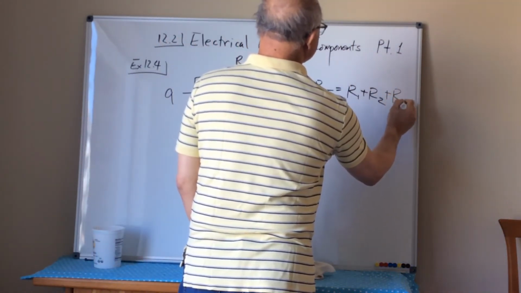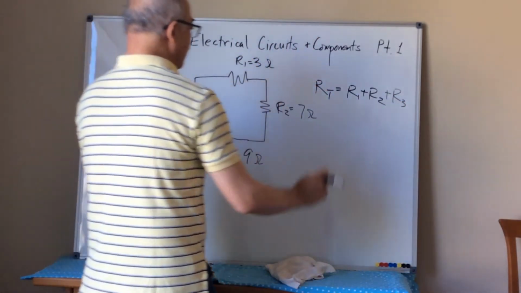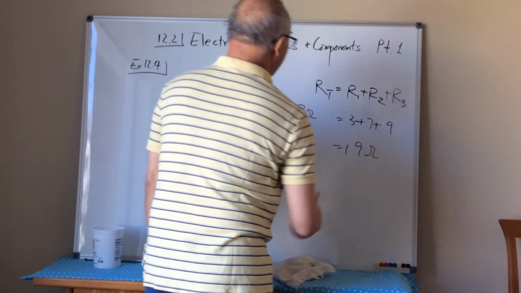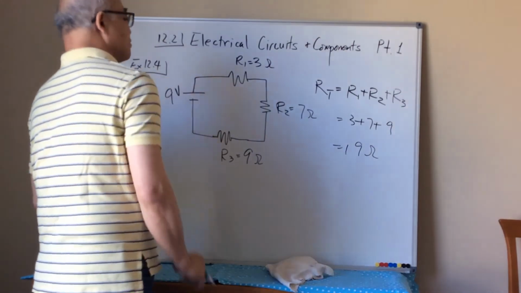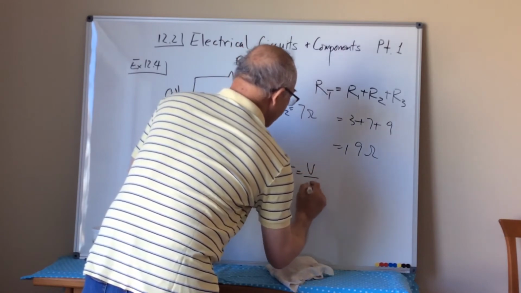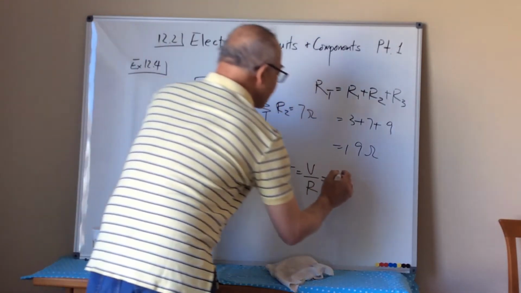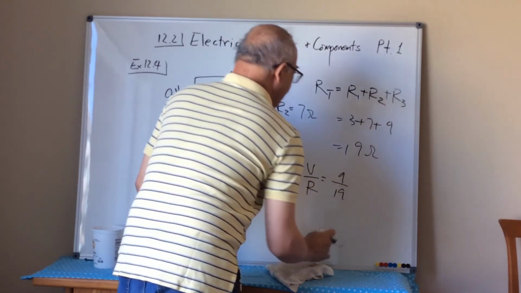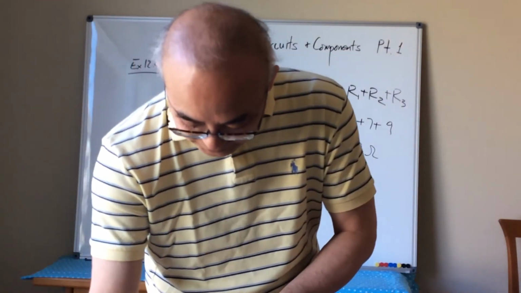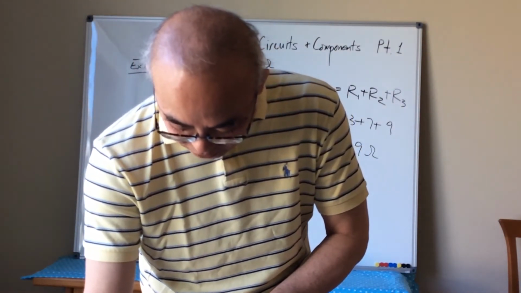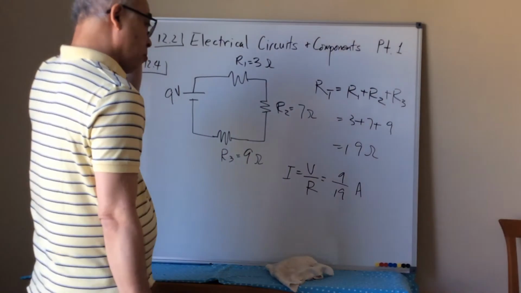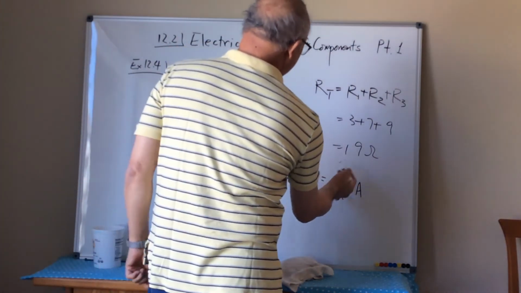So the total resistance is going to be R1 plus R2 plus R3. So I'm going to have 3 plus 7 plus 9 is 19 ohms, and I have a 9-volt source here. So the total current, you remember, was voltage divided by R. So my voltage was 9 divided by 19. And this is how many amps I'm going to get. Okay. And what am I trying to find? I'm determining the total resistance and the current flow. So there we go. We're all done. Okay. So this is the current flow.